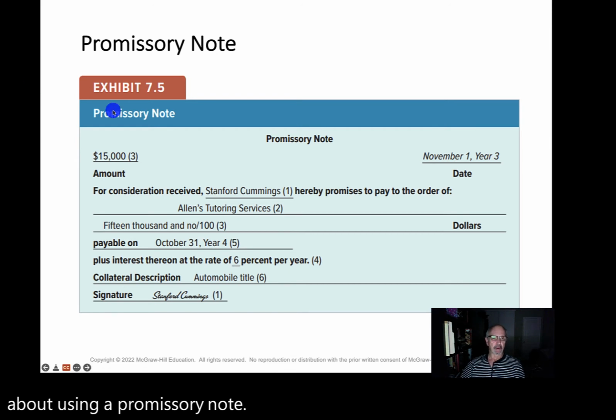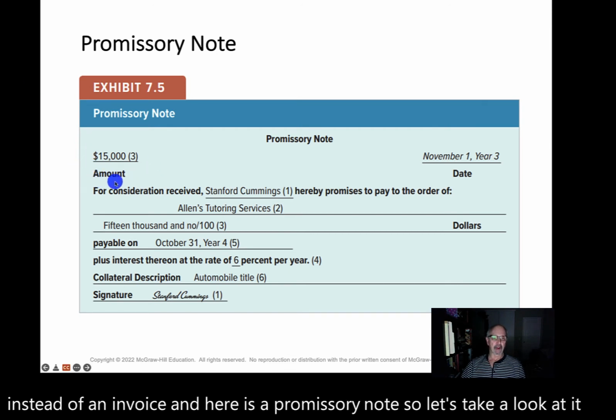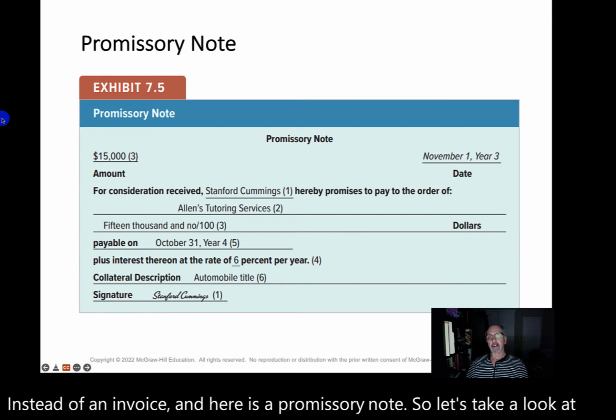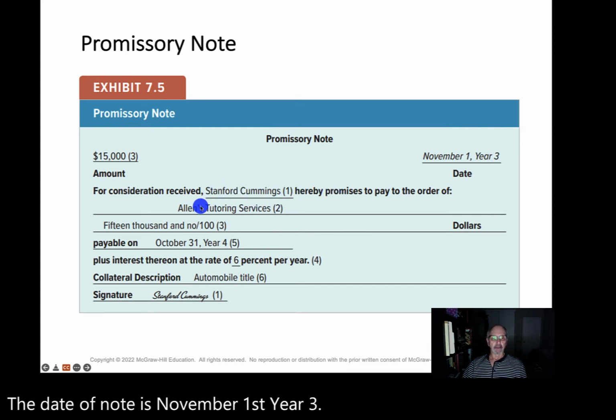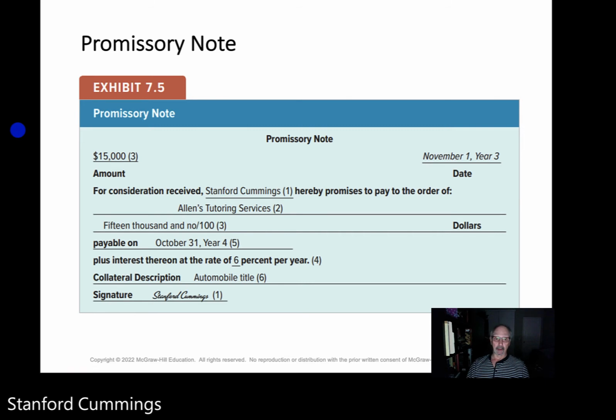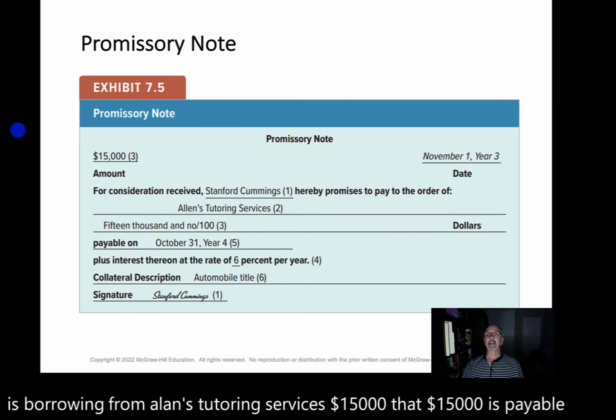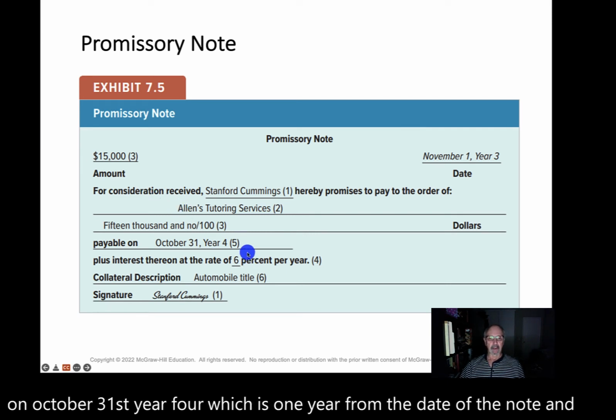This promissory note is for the amount of $15,000. The date of the note is November 1st, year 3. Stanford Cummings is borrowing $15,000 from Allen's tutoring services. That $15,000 is payable on October 31st, year 4, which is 1 year from the date of the note. And there's interest on this note at the rate of 6% a year.